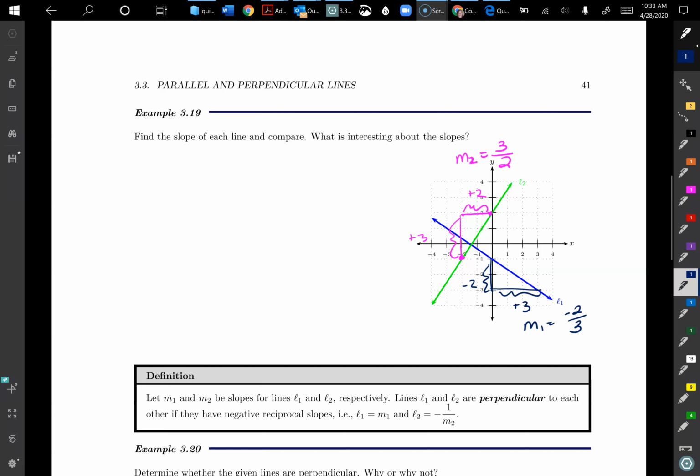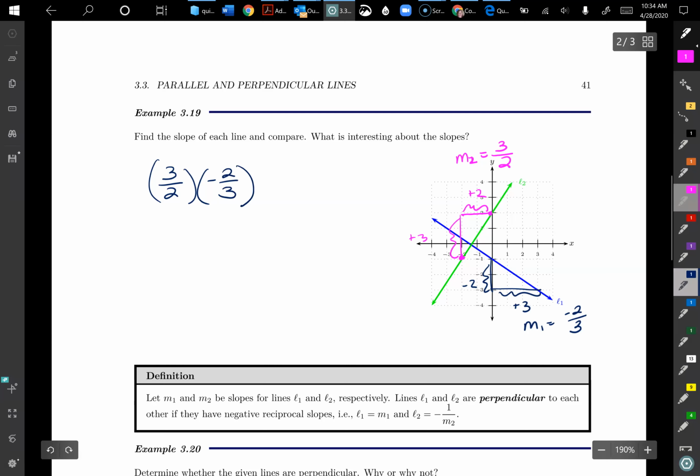So what that looks like, if I take those two numbers and multiply them together, I will actually get -1, right? So what that tells me is these lines are perpendicular. And if you look at your definition right here, they are perpendicular if they are negative reciprocal slopes.